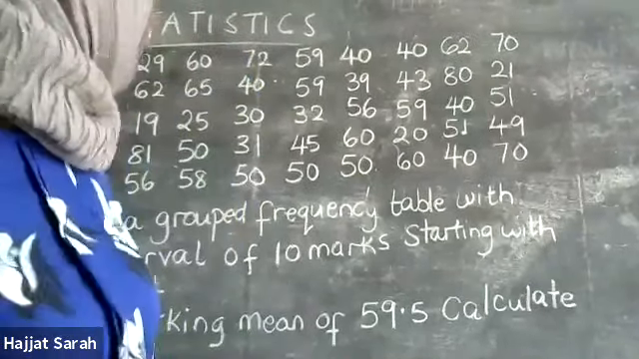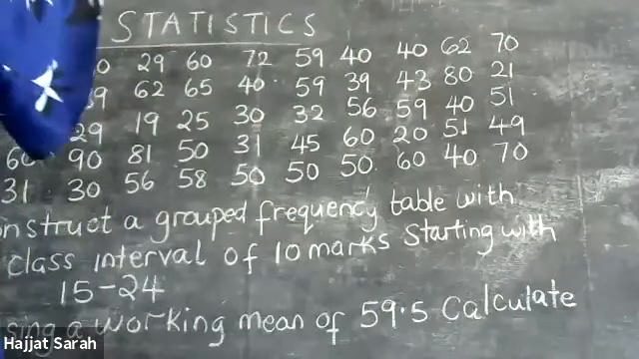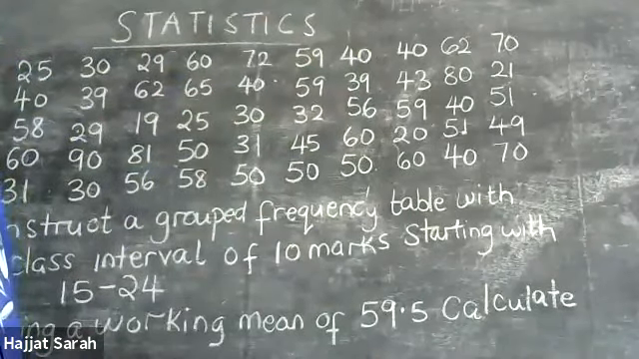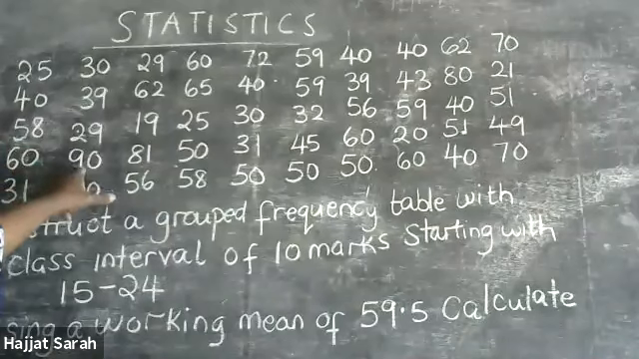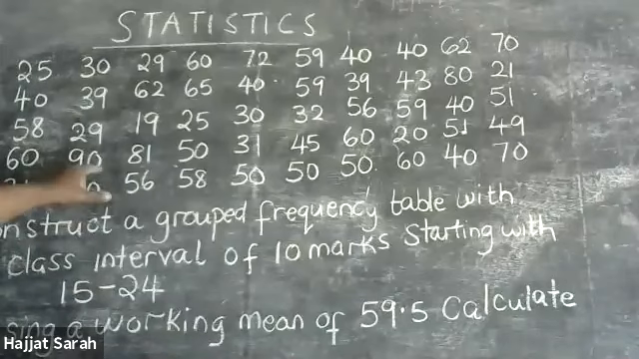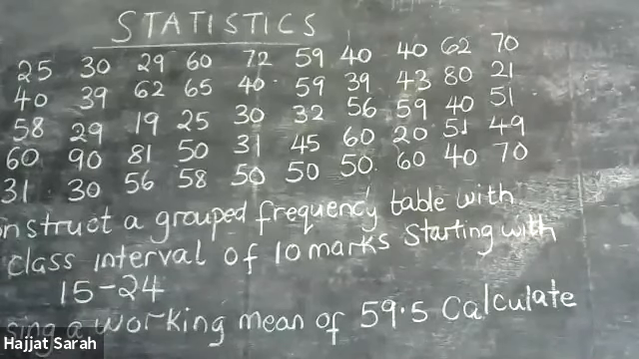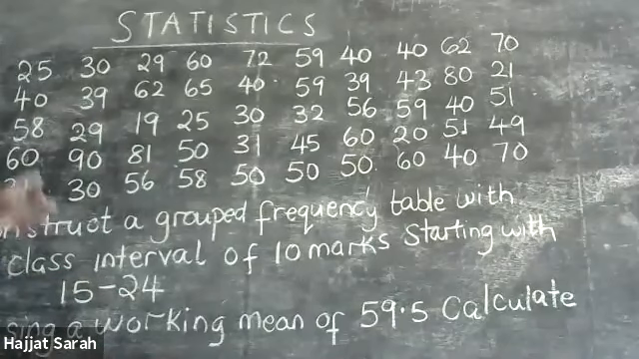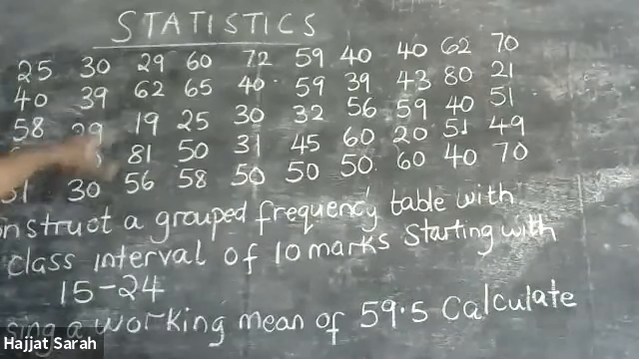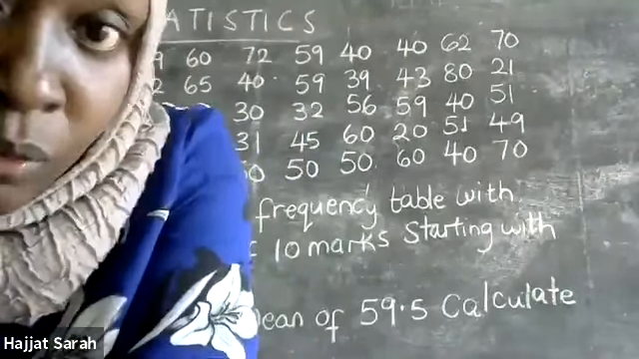No, no, no. How do you know how far you go? Look at your figures. What is the last figure you see here? 90. What is your highest figure here? 90. So you must accommodate the 90. Okay? So your final class must be able to accommodate 90. So as you write 15 to 24, the next one will be 25 to 34 and so on. So your last class must be able to accommodate 90. So I want you to do that. Try and see what you'll get.